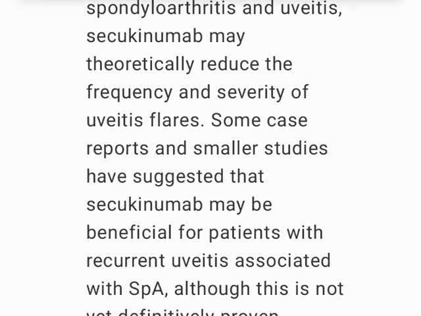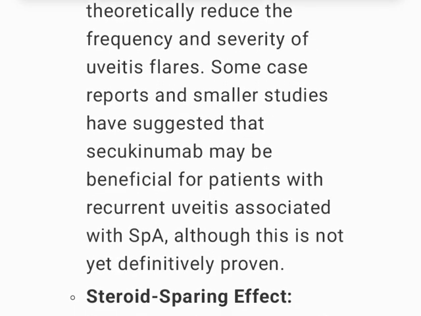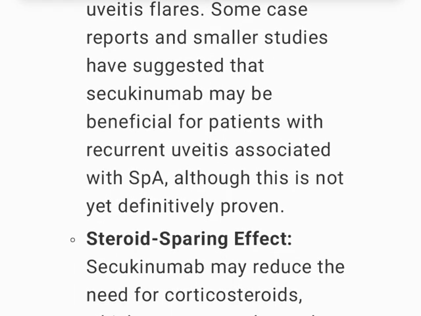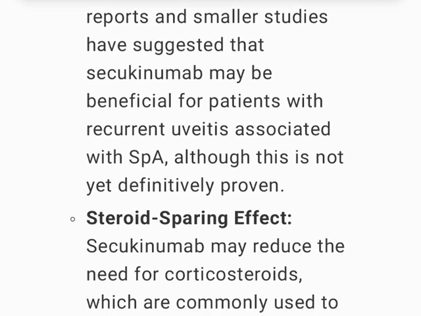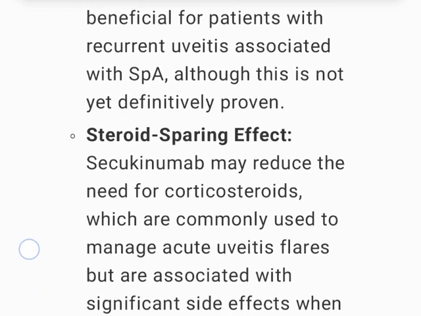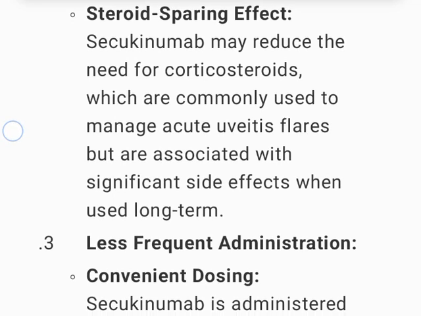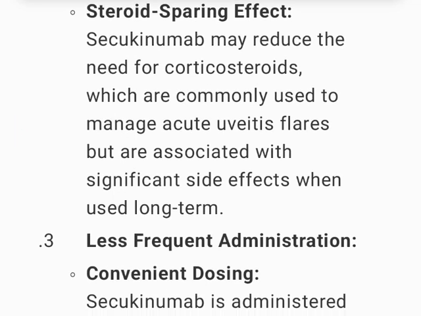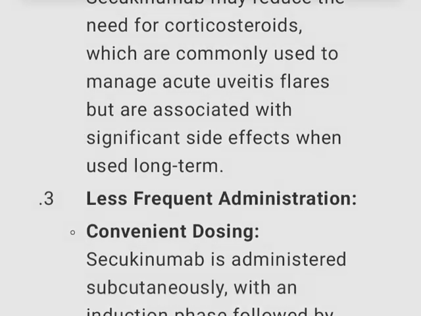Some case reports and smaller studies have suggested that secukinumab may be beneficial for patients with recurrent uveitis associated with SpA, although this is not yet definitively proven. Steroid-sparing effect. Secukinumab may reduce the need for corticosteroids, which are commonly used to manage acute uveitis flares, but are associated with significant side effects when used long-term.